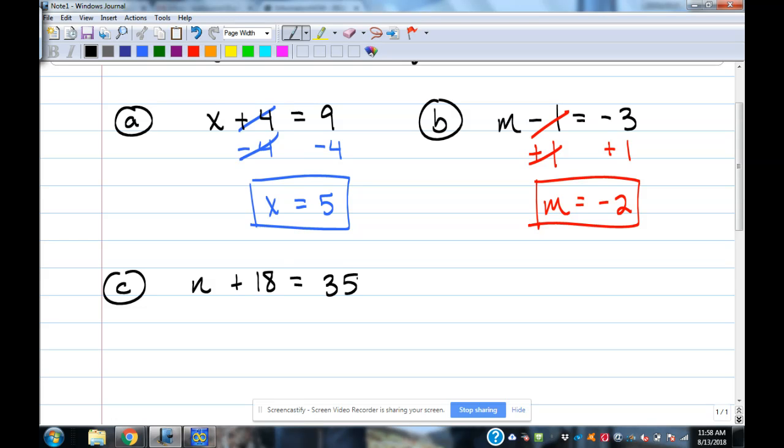N plus 18 is equal to 35. Okay. What operation are they using? Addition. The opposite of that would be? Subtraction. What are we subtracting? 18.